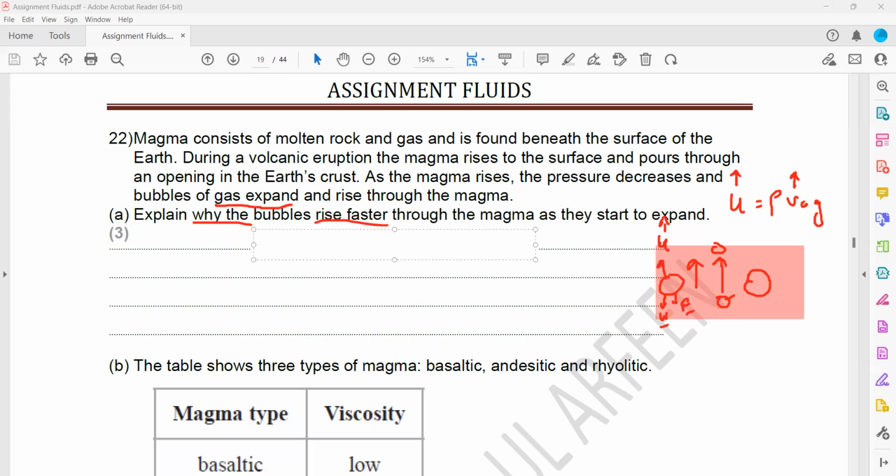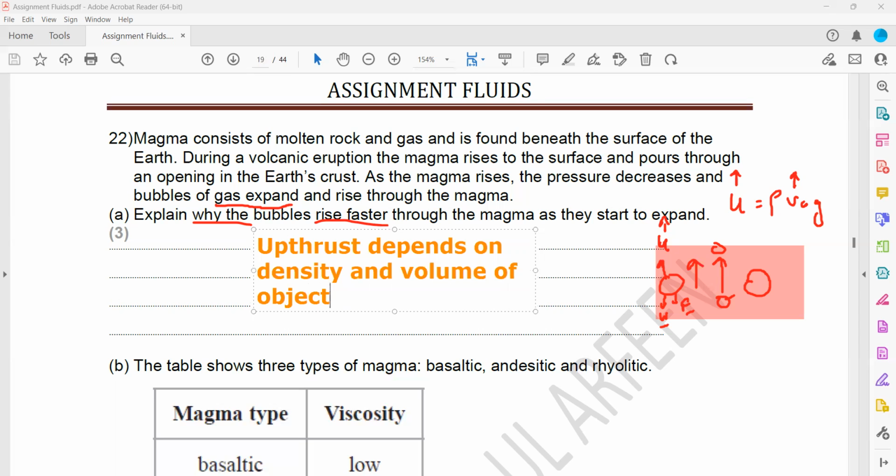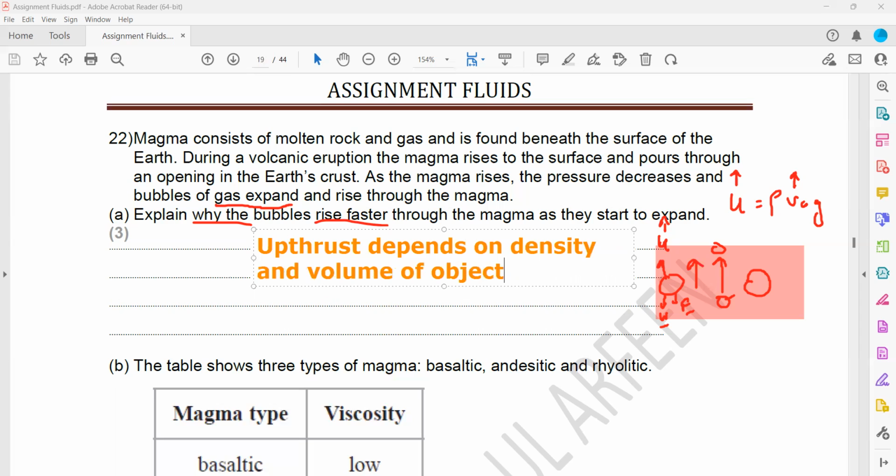So the upthrust depends on the density and the volume of the object. It's basically the volume of the displaced liquid, how much liquid it will displace. So if the object's volume increases, it will displace more liquid, so the upthrust will be higher. As a result, when the volume increases, the upthrust will also increase.